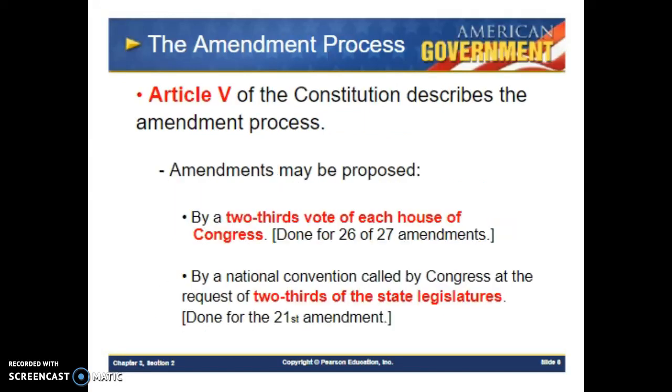So Article 5 of the Constitution describes the amendment process in detail. Again, amendments may be proposed, and then they also will be ratified. And these are the ways in which they can be proposed. They can be proposed by 2/3 vote of each House of Congress. This is done for Amendments 26 and 27. Or by a national convention called by Congress at the request of 2/3 of the state legislatures. And this was done for the 21st Amendment.